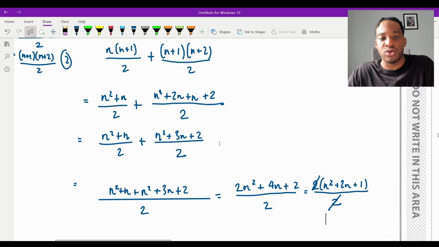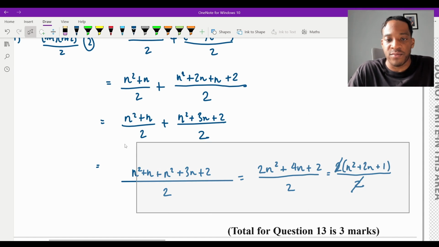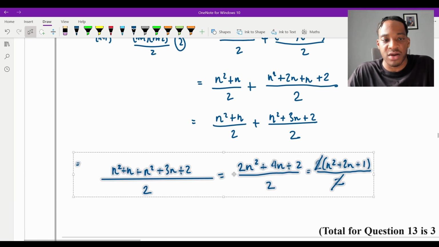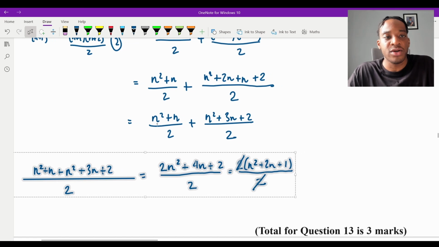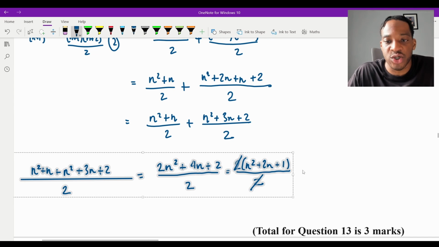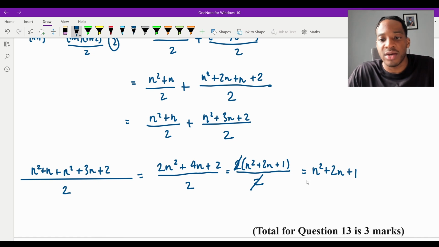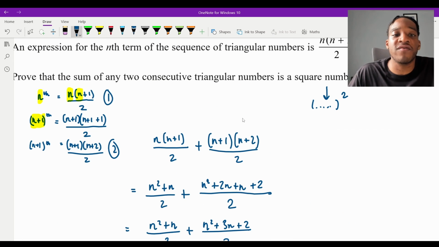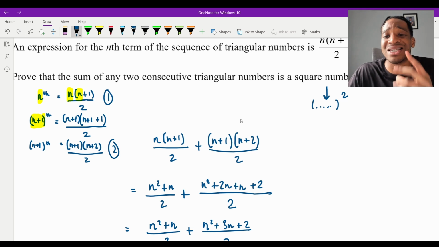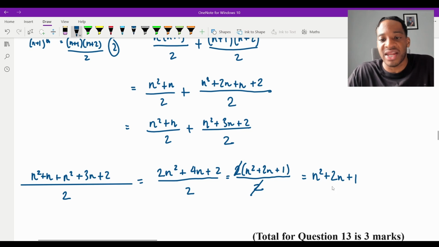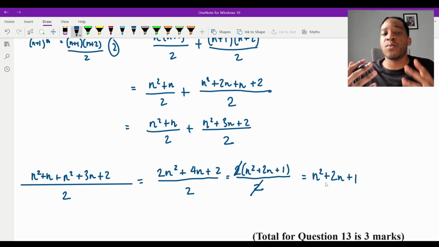So what I'm going to do, just so I don't run out of room, I'm going to move this all to the left here. So I can make a bit of room. Can move a bit more to the left. Okay, so that's fine. So that means that our expression is n squared plus 2n plus 1. Now remember what the question asked. It says that we need to prove that the sum of any two consecutive triangle numbers is a square number, which we know means that we have to get some sort of square. And we've simplified it to get this expression here. So what we need to do is ask ourselves, well, can this be factorized? Can this be put in the brackets?